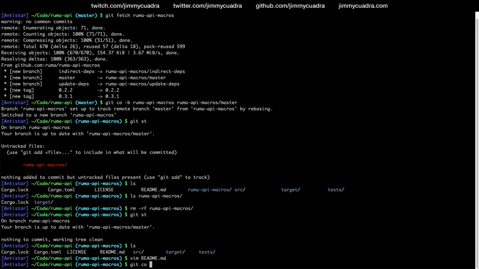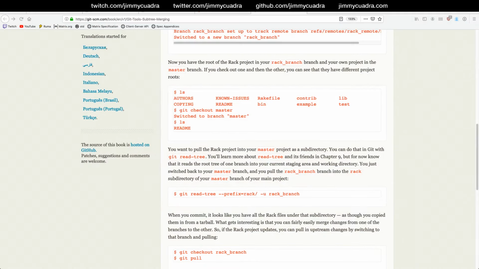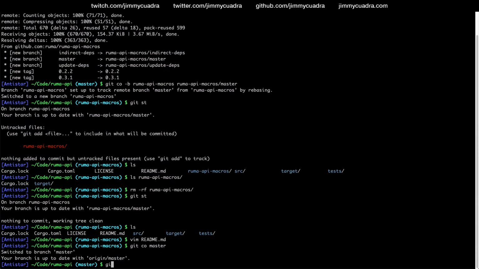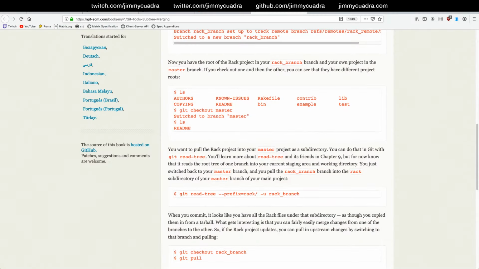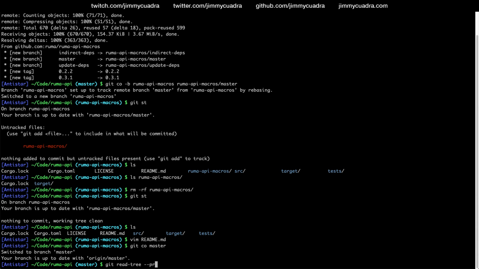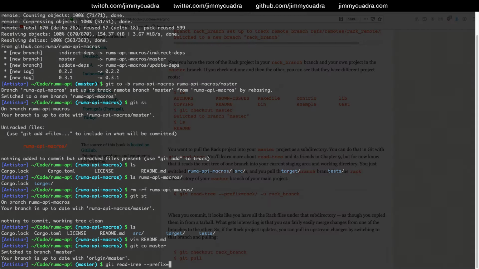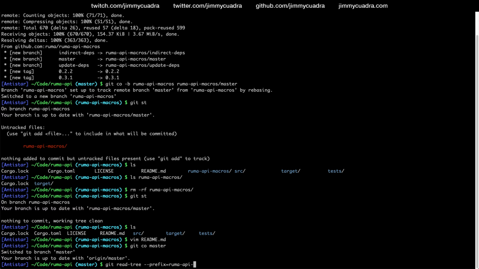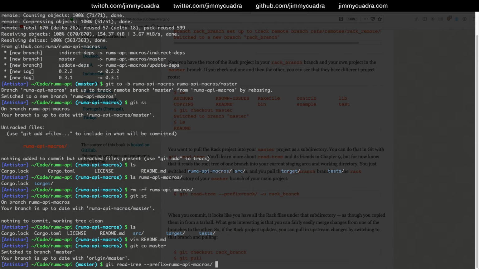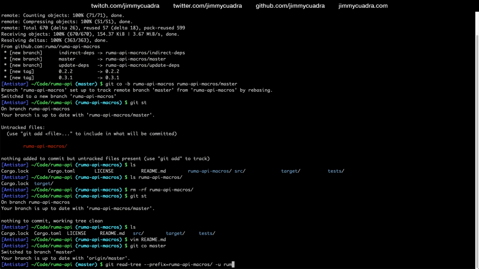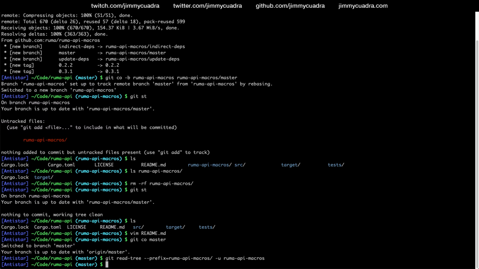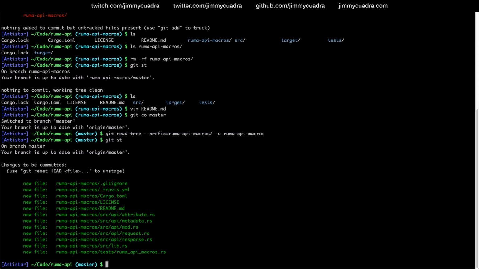So if we switch back to master, and then we run git read-tree --prefix=, what is it? Ruma API macros/ whoops. And -u Ruma API macros is the name of the branch that we're pulling from. Let's see, what did that do? Oh yeah, sure enough. So that puts new stuff in the Ruma API macros subdirectory.